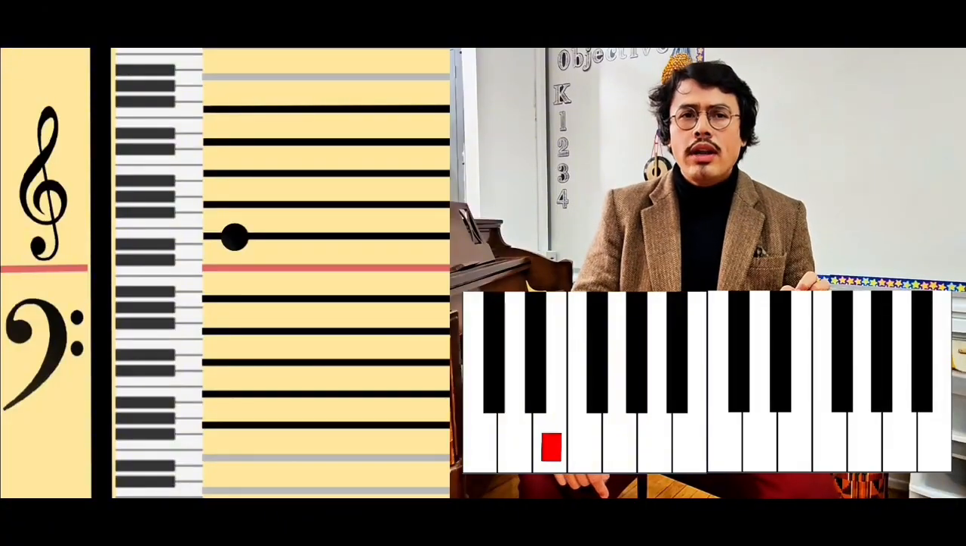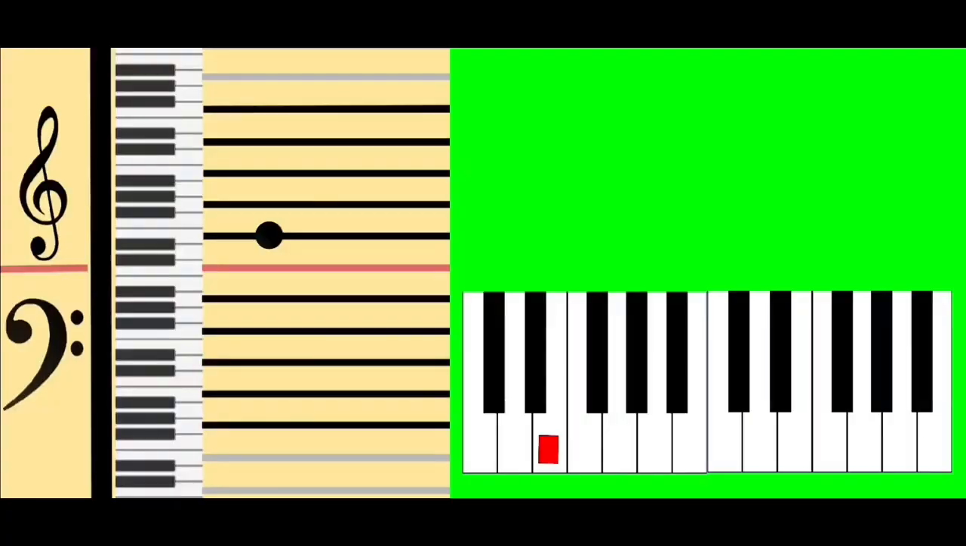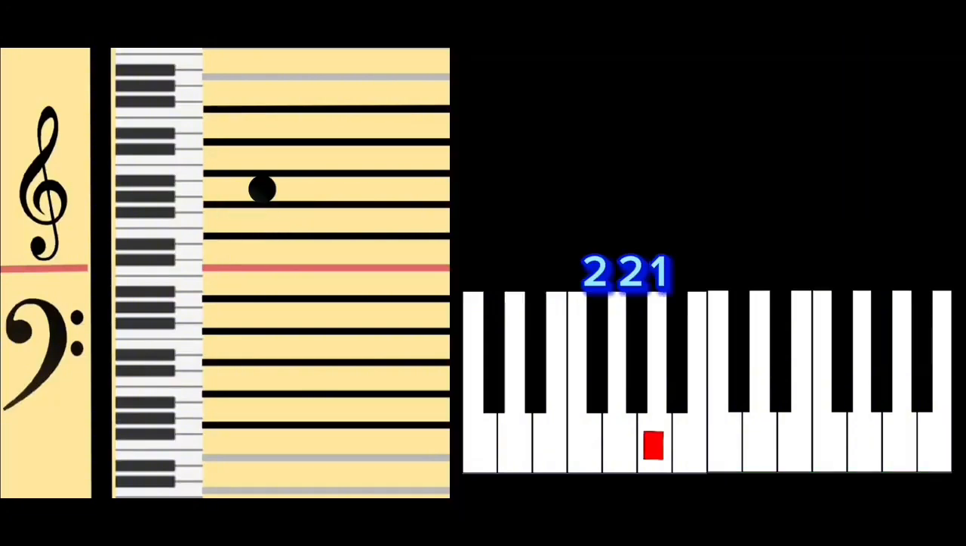Let's try another key. First, we play one octave up the scale. From the sound of it, we know it is not a major scale. Let's make it into one by applying the major scale formula. Here is our starting pitch. 2, 2, 1. 2, 2, 2, 1.